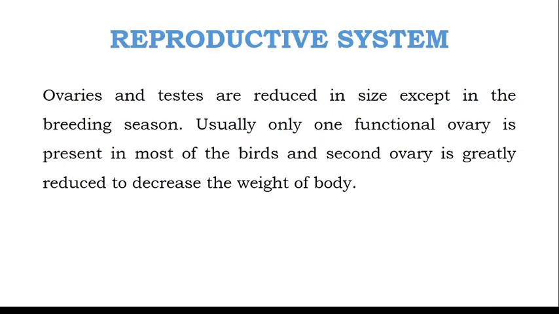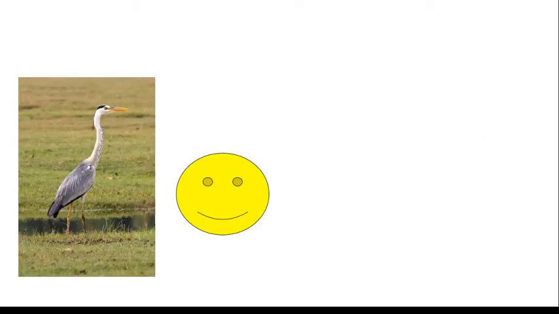Next one is the reproductive system. Ovaries and testes are reduced in size except in the breeding season. Usually only one functional ovary is present in most of the birds, and the second ovary is greatly reduced to decrease the body weight. So in these anatomical and morphological adaptations, the birds decrease the body weight and also it helps in flying.